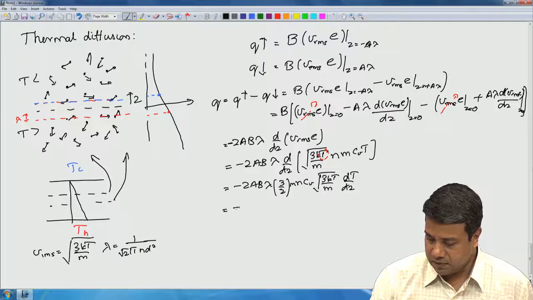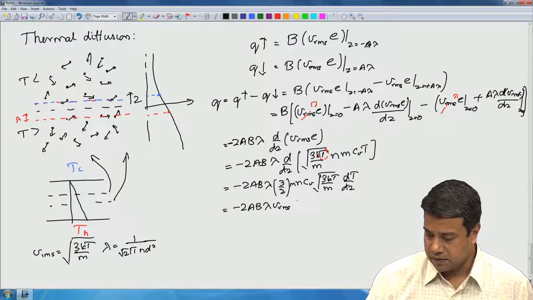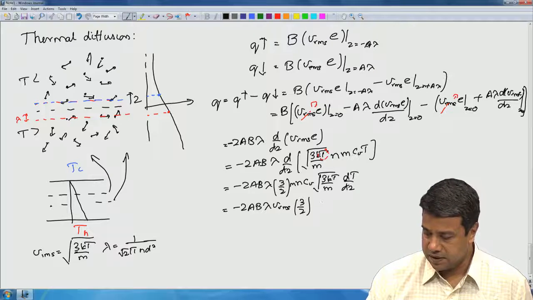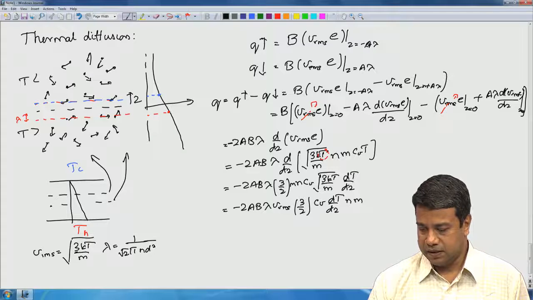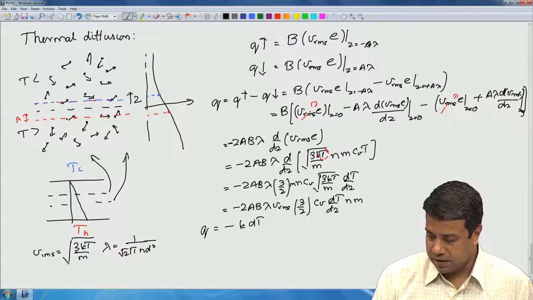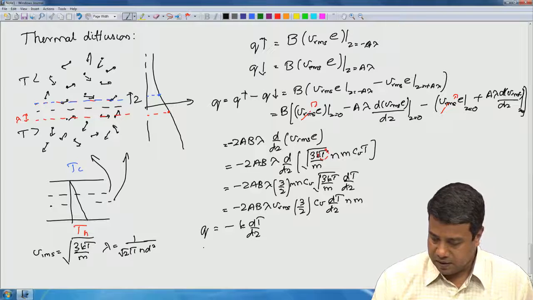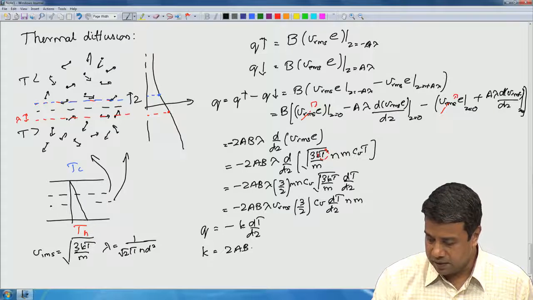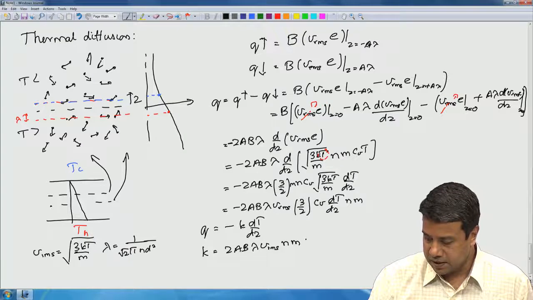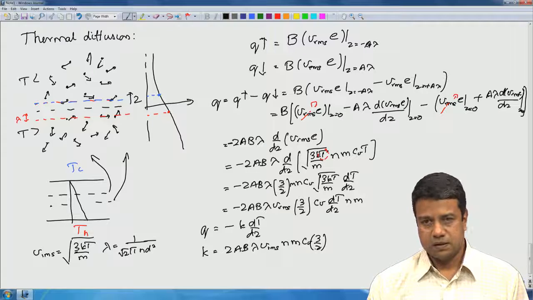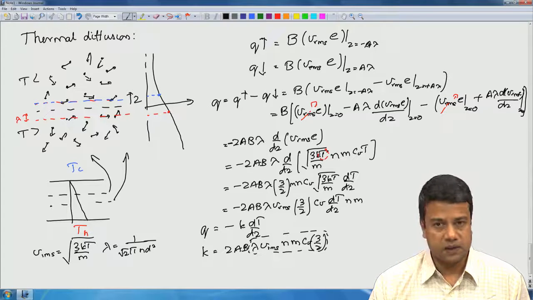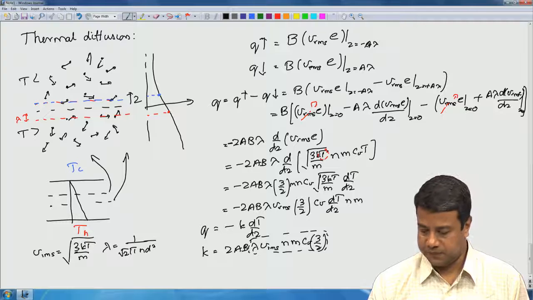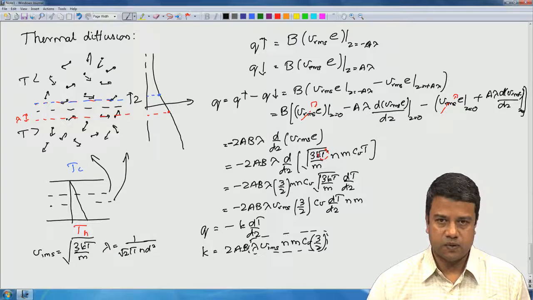So, this is approximately equal to minus 2 A B lambda Vrms, times constant factors, times Cv dT by dz, times the number density times the molecular mass. So, from this, if you draw an analogy with minus k dT by dz, where k is the thermal conductivity, you will find that k is equal to 2 A B lambda Vrms N m Cv times some constant. So, to within a constant, this is the thermal conductivity. This gives me an expression for the thermal conductivity which I have got from molecular expressions.